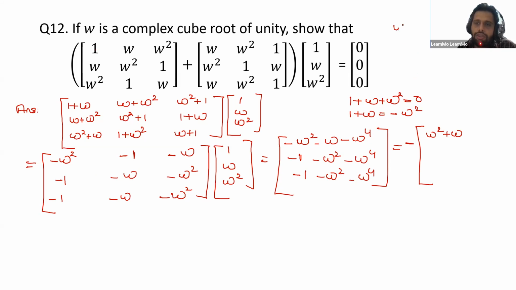So omega cube is equal to 1. So we can write omega to the power 4 is equal to omega cube into omega. So you can write 1 into omega. So this will give you plus omega. Let's just keep it.